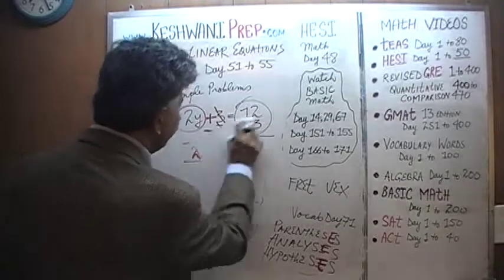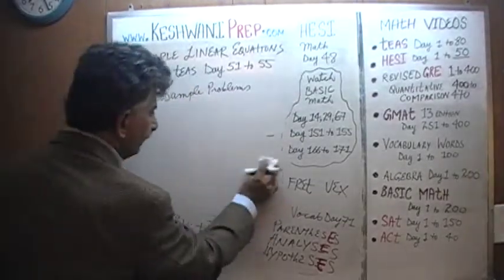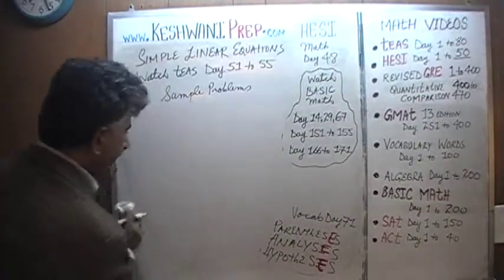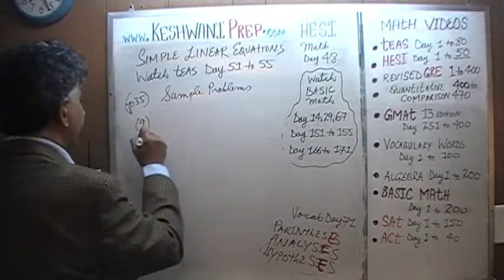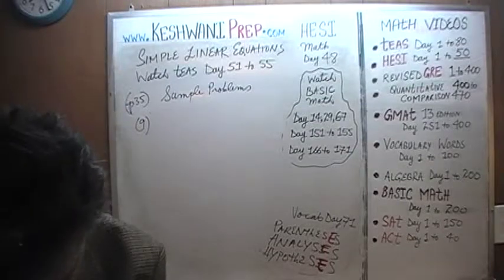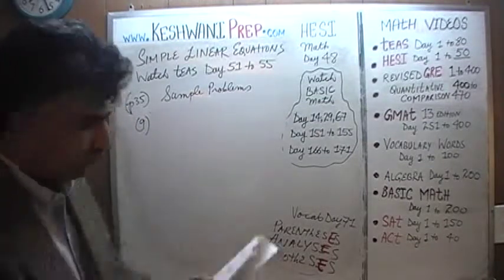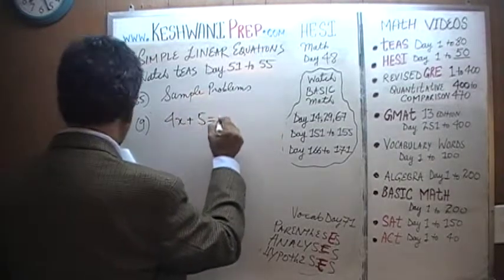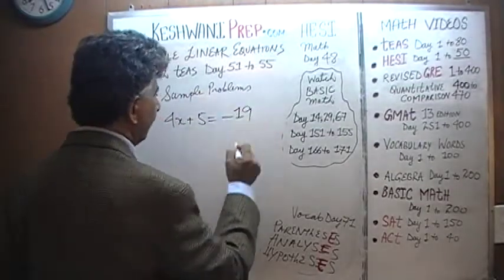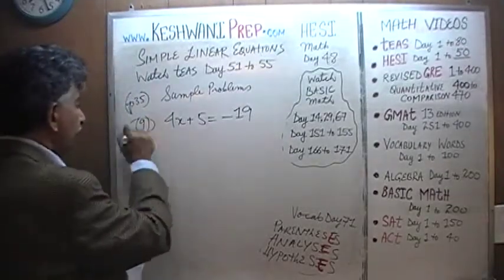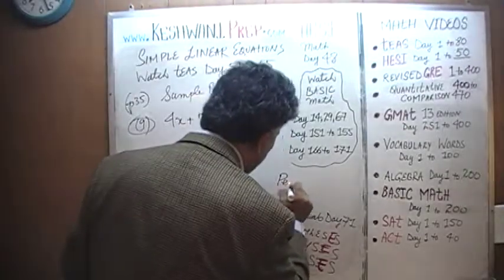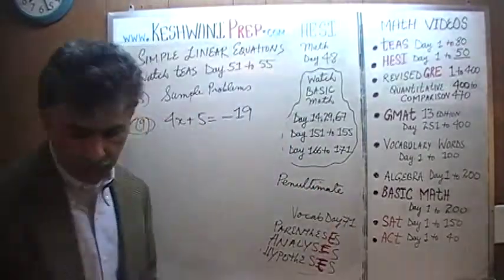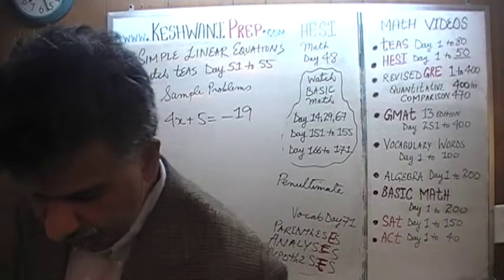Number 9, the penultimate one. Number 9 tells you 4x plus 5 equals negative 19. Number 9, the penultimate problem.